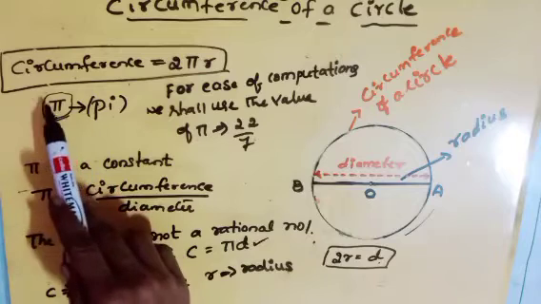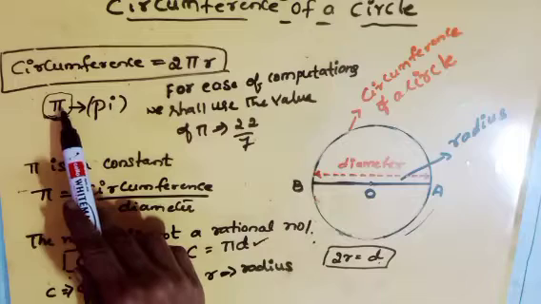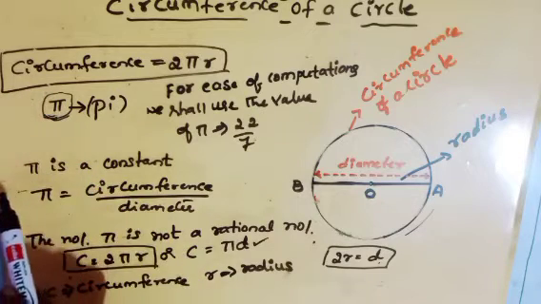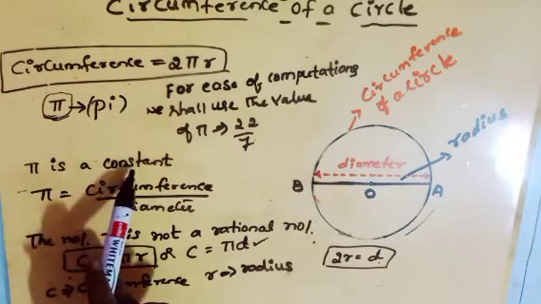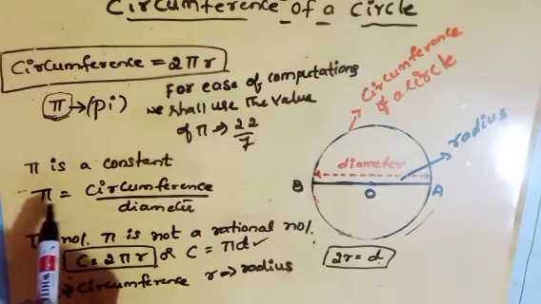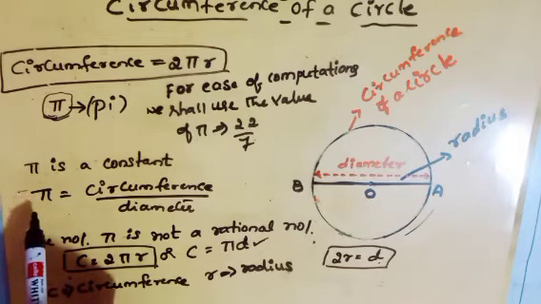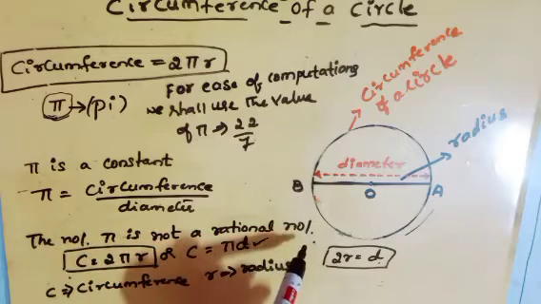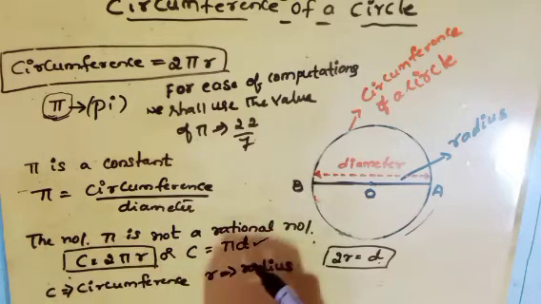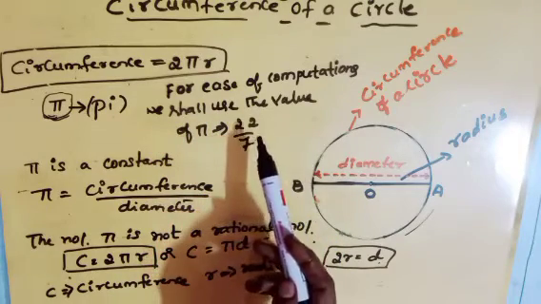This is a new letter. It is called pi, which is denoted by a Greek letter, and this number pi is a constant. It becomes constant because when circumference is divided by diameter, we get the value pi as a constant. The number pi is not a rational number, but for computation purposes we use the value pi equals 22/7, which is a rational number.